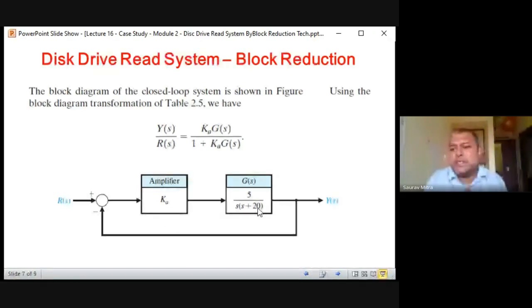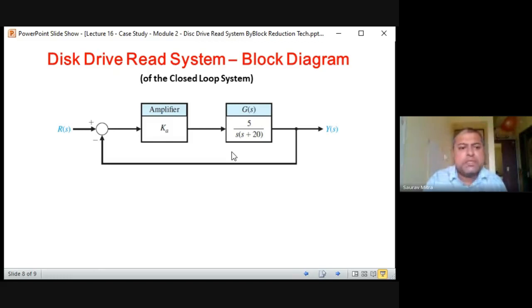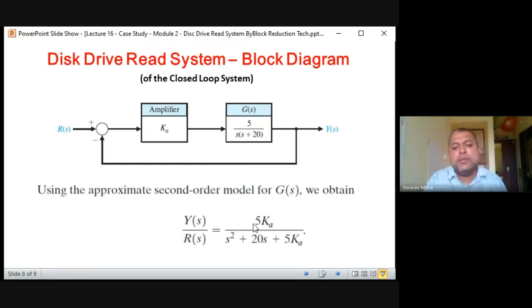So now you know how to find out the overall transfer function. It is K into 5 divided by s into s plus 20, that is the G(s), divided by 1 plus K into 5 divided by s into s plus 20. This is the closed loop system, and if you simplify, this is the overall closed loop transfer function. So Y(s) by R(s) is equal to 5 into Ka divided by s square plus 20s plus 5 into Ka. Now what is the characteristic equation? s square plus 20s plus 5 into Ka is equal to 0.